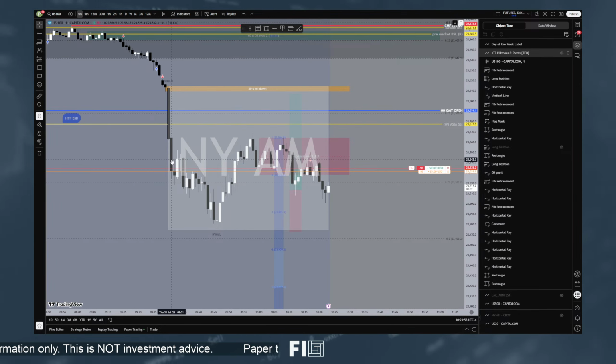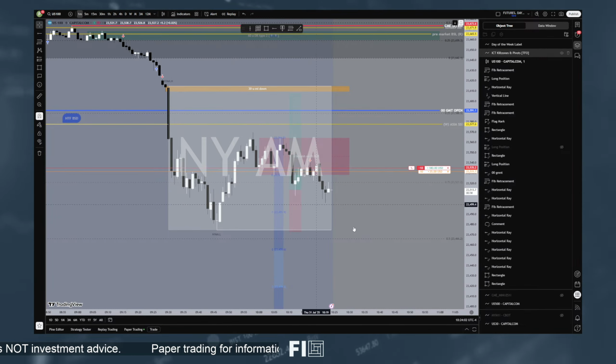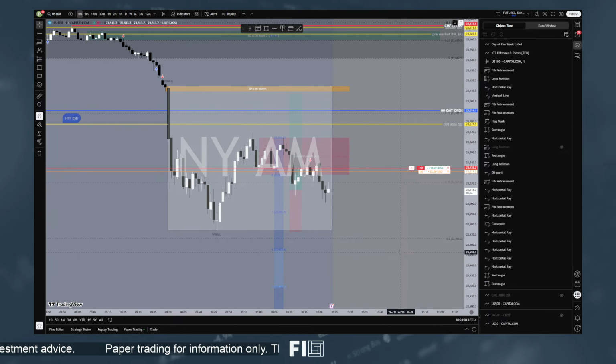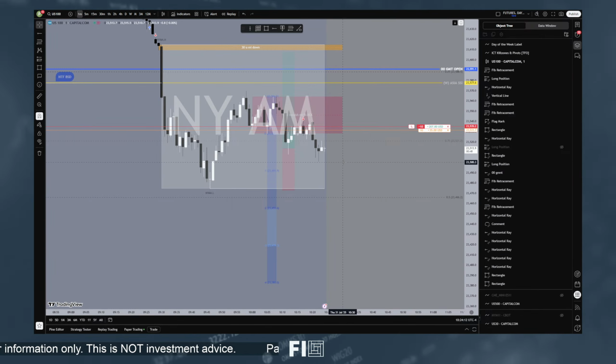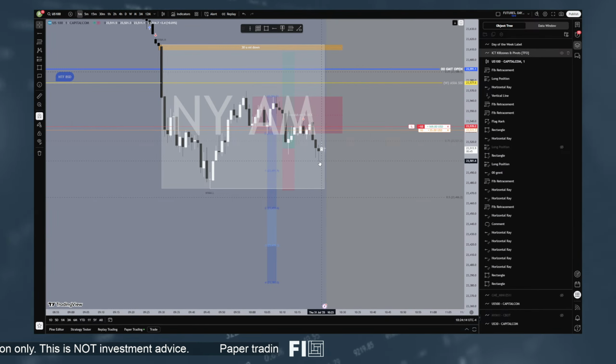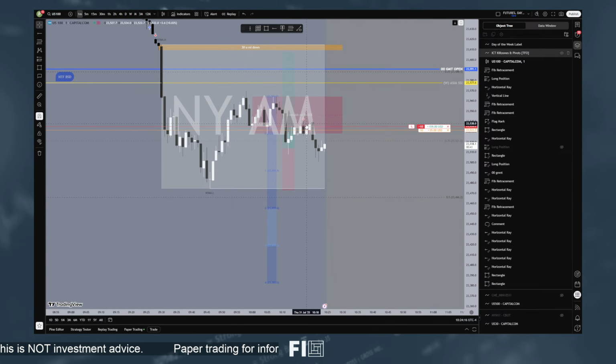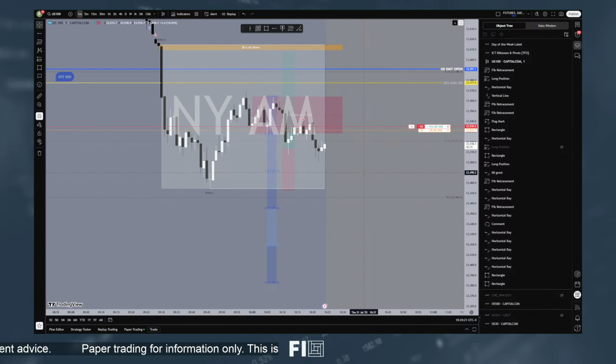Where is our first percentage fair value gap? Right here, 931. Actually, I would be interested in taking down one contract here. If we had an expansion lower, now we're retracing. The moment it goes back down here again, I'll take one out.